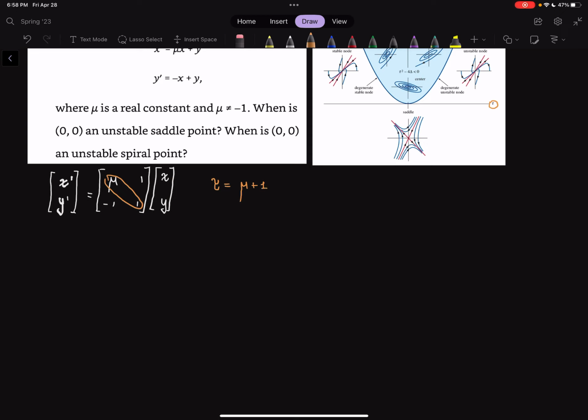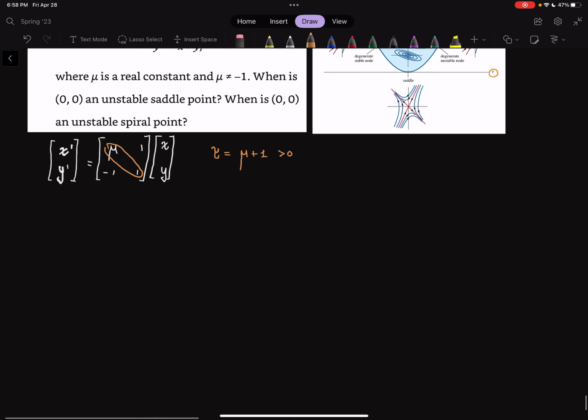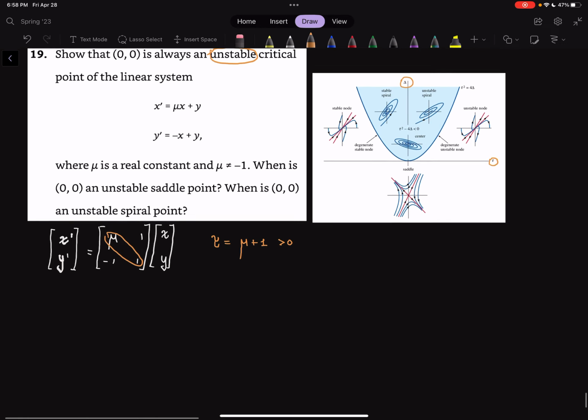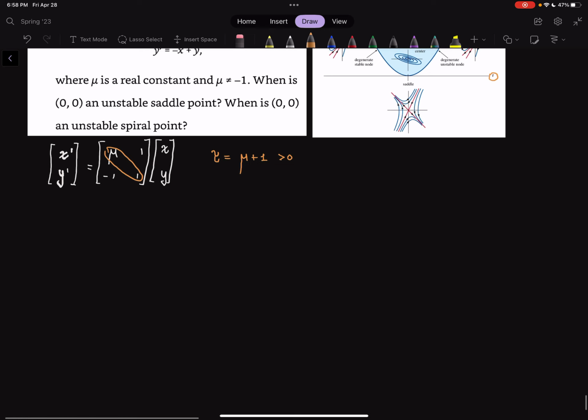And I want my trace to be greater than 0, because that's going to make my system at (0, 0) unstable. So let me solve this inequality. I can subtract 1 from both sides, and what I get is mu is greater than negative 1. So as long as mu is greater than negative 1, then we're going to be unstable.